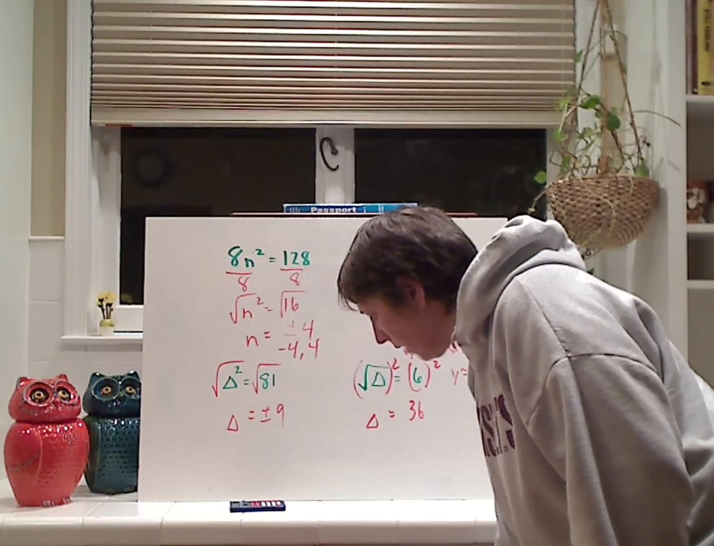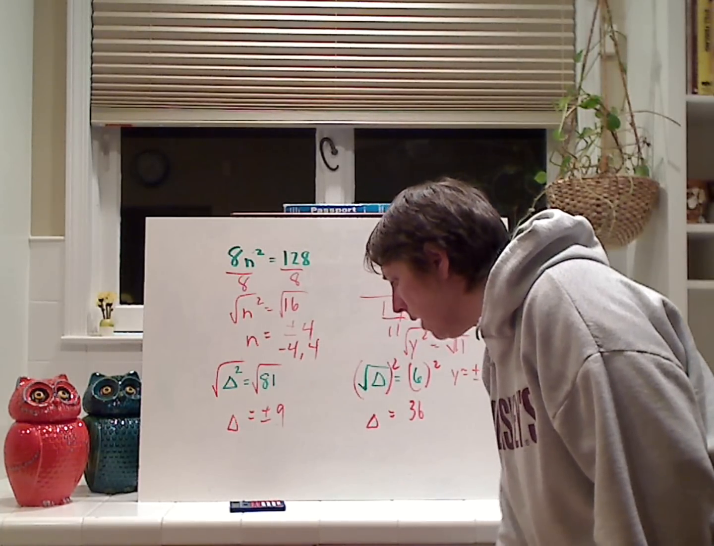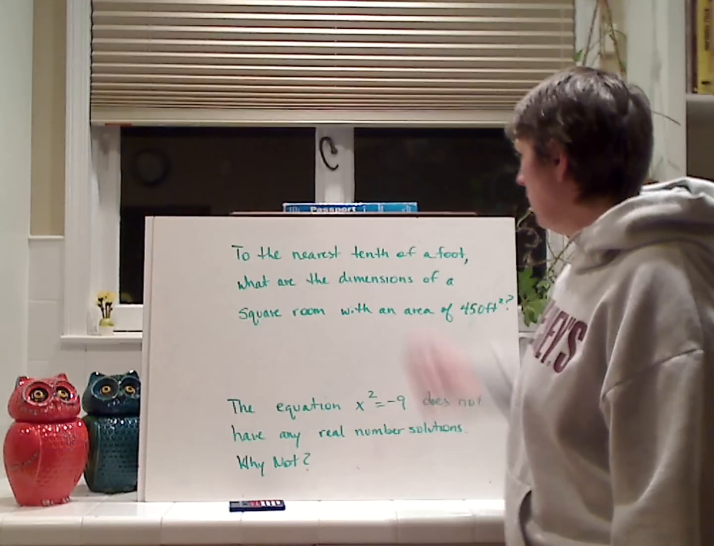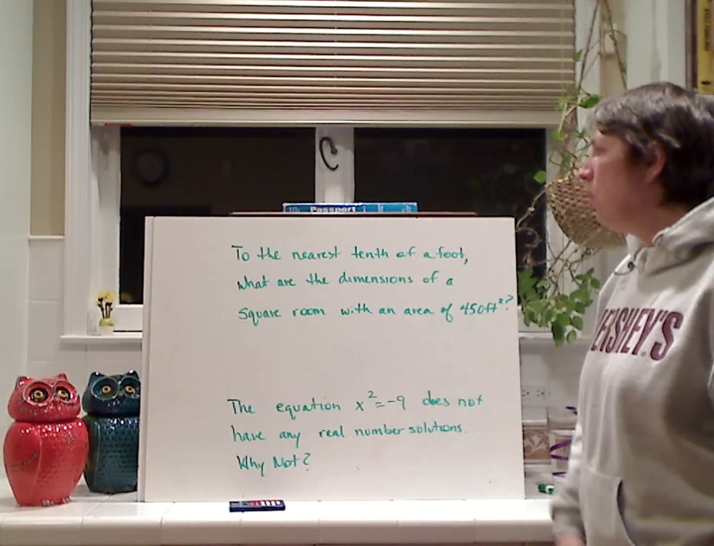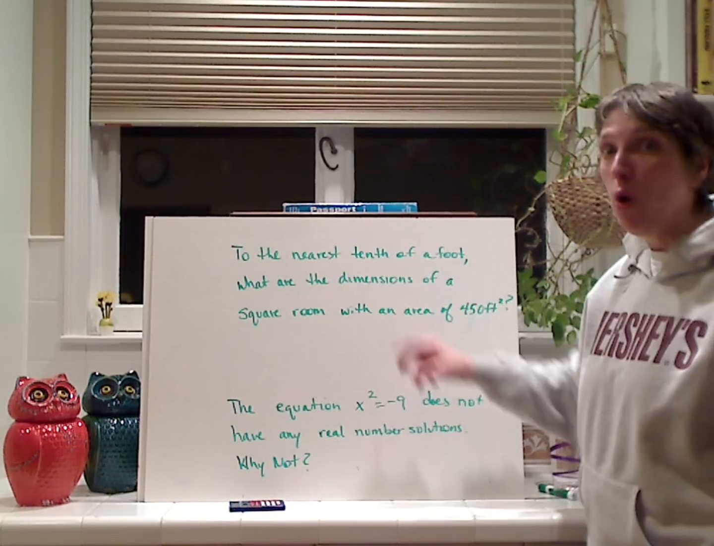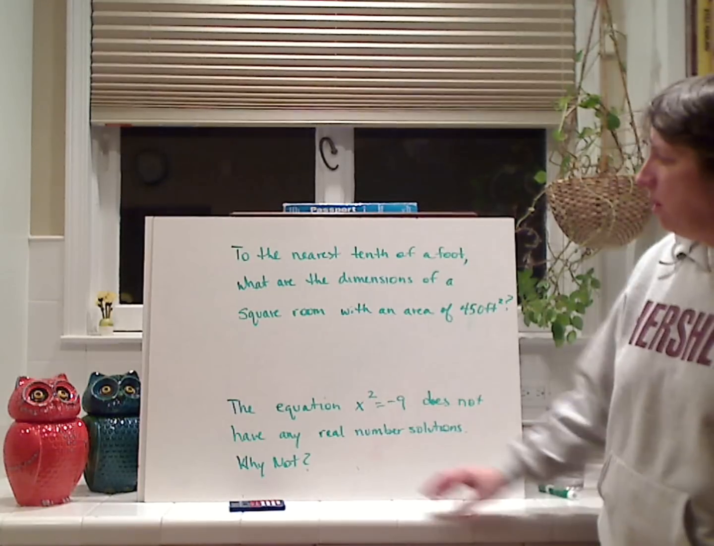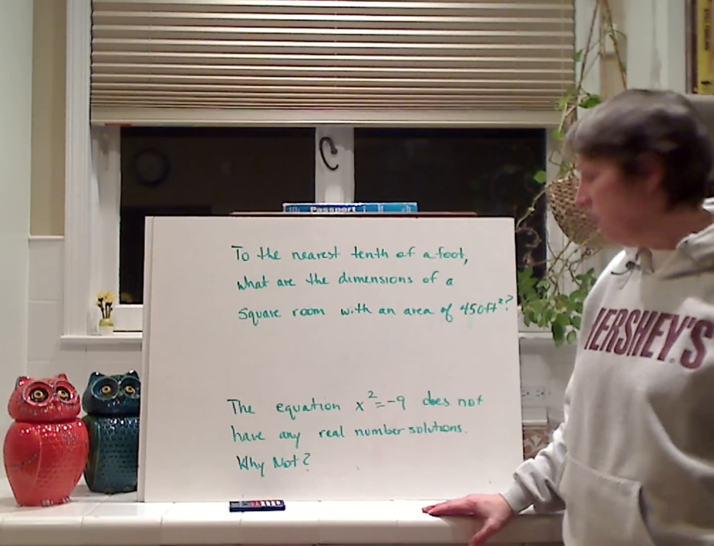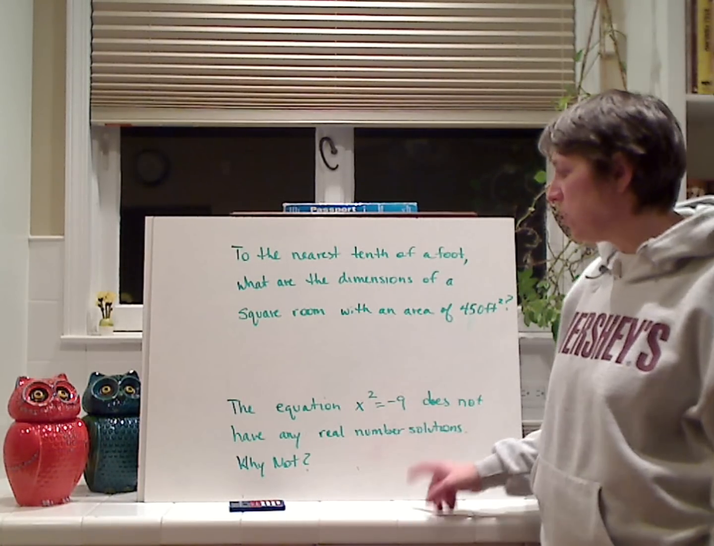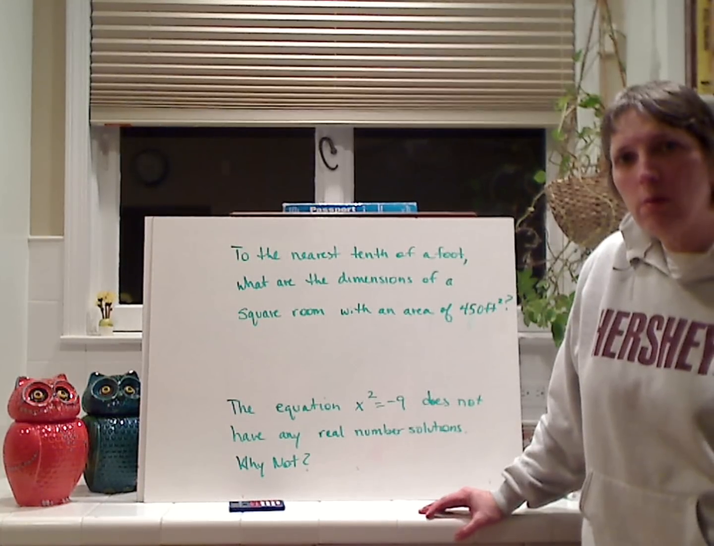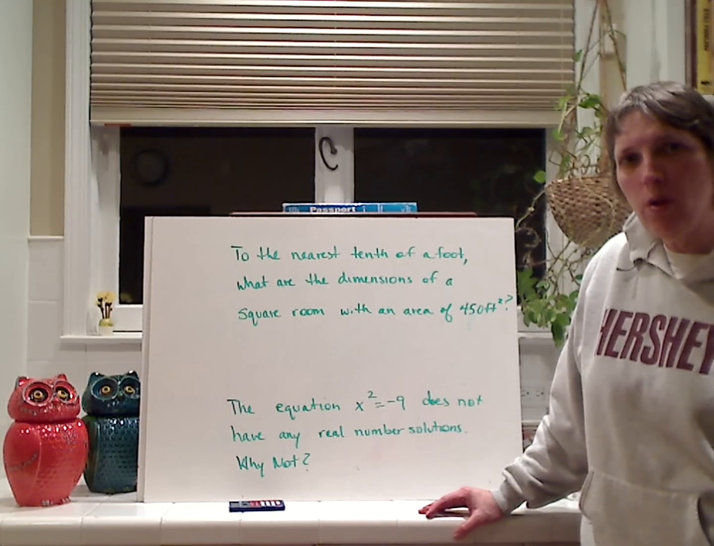So I want you to pause the video and do these two problems. One is a word problem, and one is just explaining. To the nearest tenth of a foot, what are the dimensions of a square room with an area of 450 feet squared? Then, the equation x squared equals -9 does not have any real number solutions. Why not? Pause the video, and when you're ready, turn it back on and check your work.